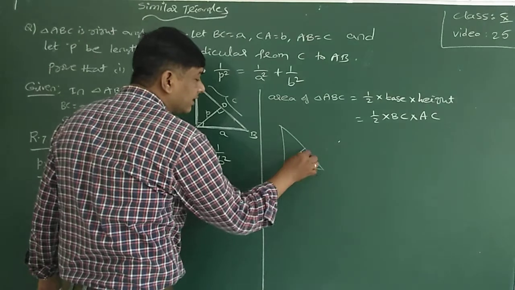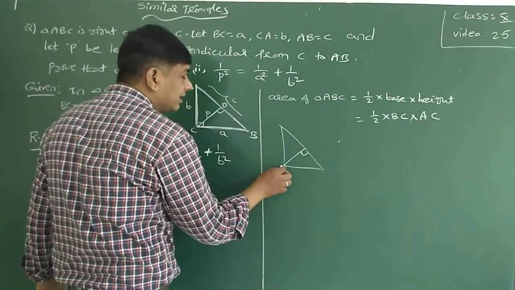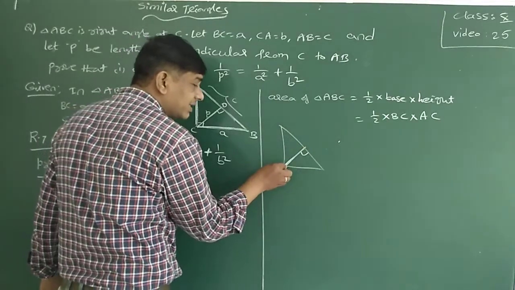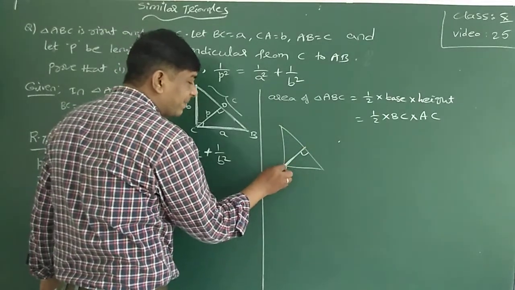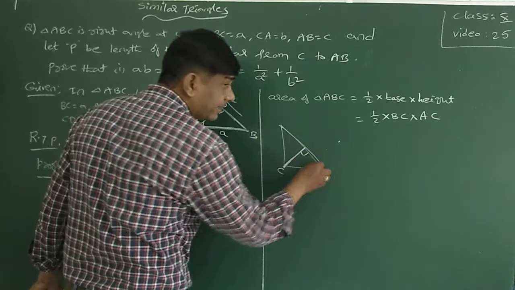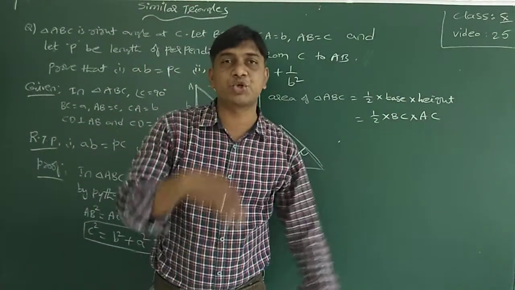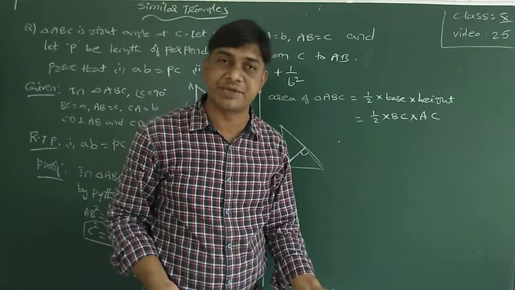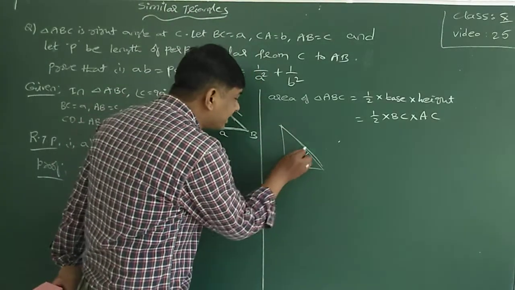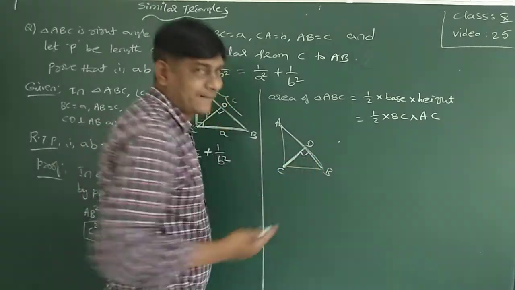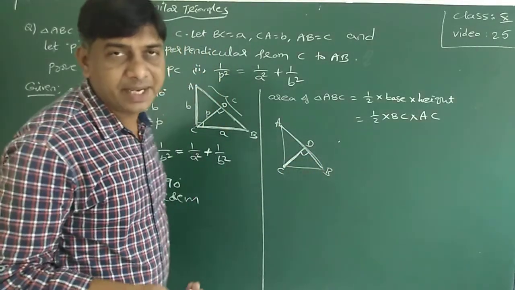Forget about this perpendicular. Here, if this is perpendicular, then this will be the altitude, or not? Because from the C vertex a perpendicular line is drawn on AB. So obviously the perpendicular line drawn from a vertex to the opposite side is called an altitude. Since CD is the altitude, then obviously AB becomes the base.